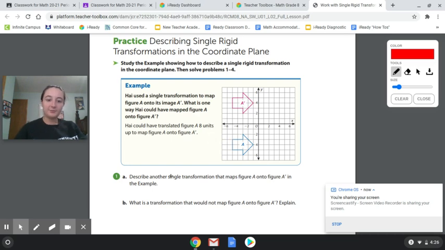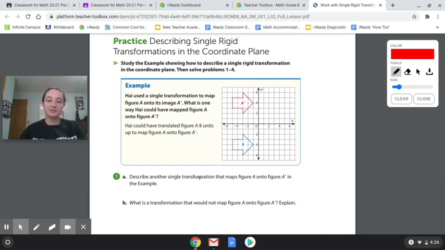Alright, so for our first problem, it's asking to describe a single transformation that could map figure A onto figure A prime here. If you can see in our first example, they already did a translation of 8 units up. So they already did a translation. So that means what we have left is our rotation and reflection.